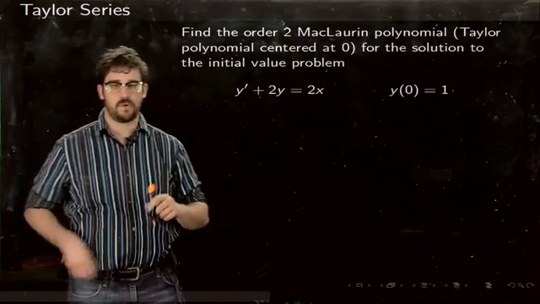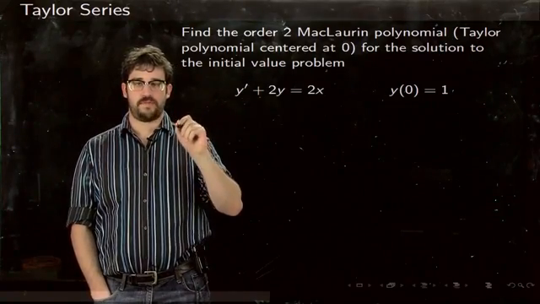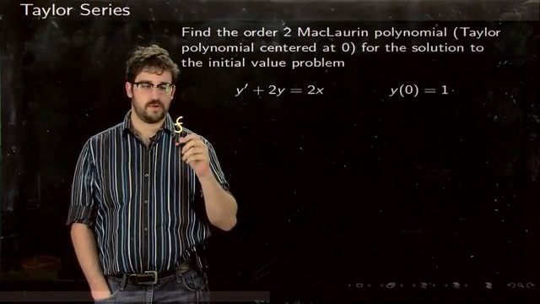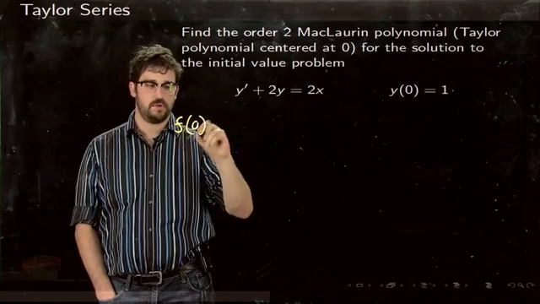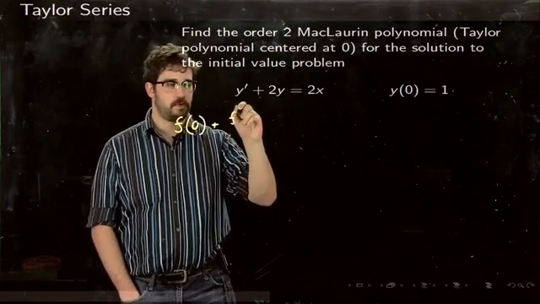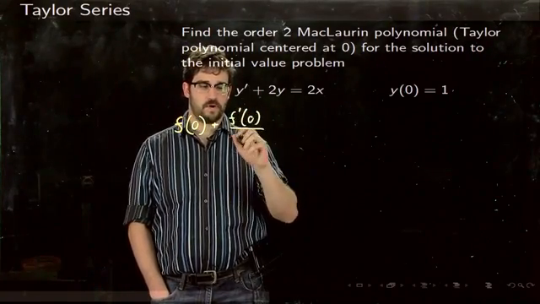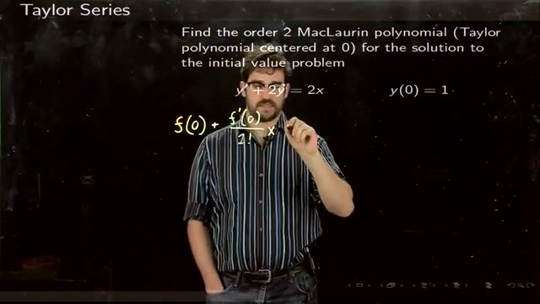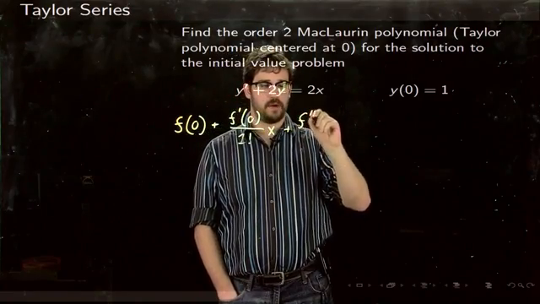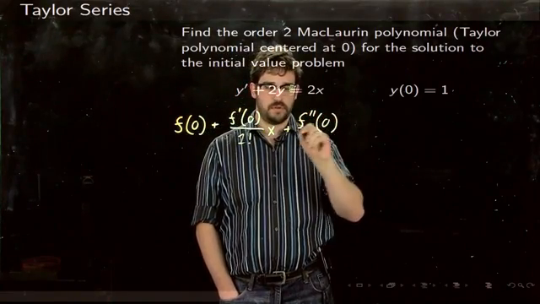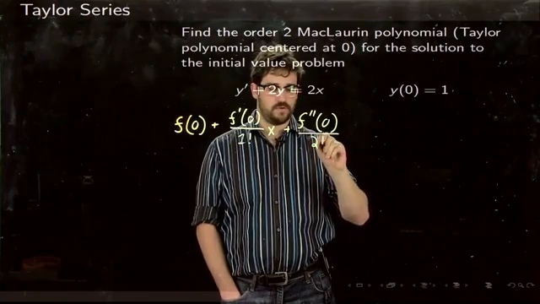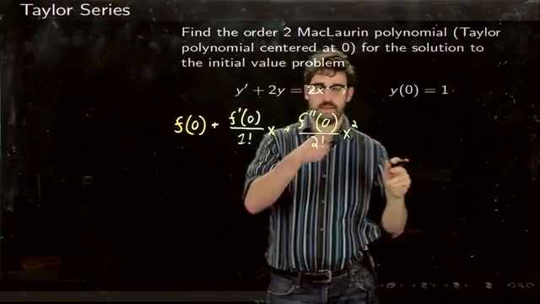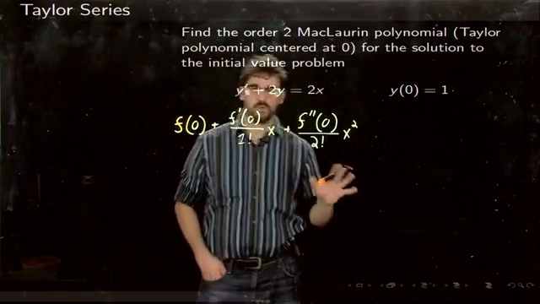It is going to be our f, or in this case y, but it's going to be f of 0 plus f prime of 0 over 1 factorial x plus f double prime of 0 all over 2 factorial x squared. And you could continue on, but this is of order 2. So we have what we need there.